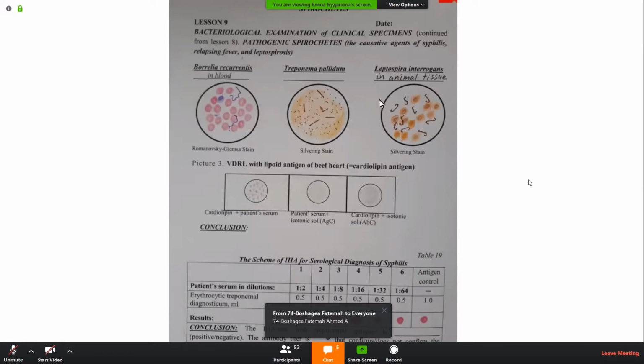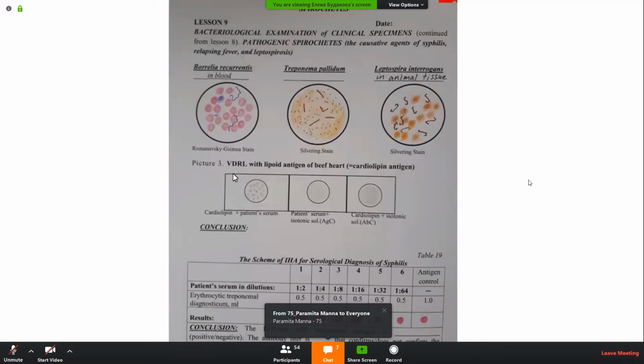They can be different from each other by the number of coils and the distance between coils. And Leptospira also have secondary coils. We call them hooks on the top of cells that make them resemble S and C letters. So you will draw these pictures.